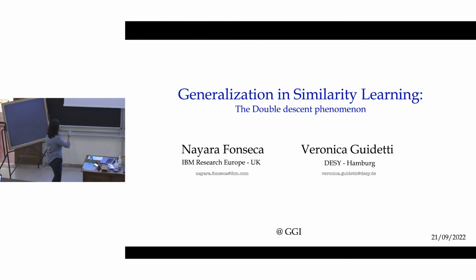So I'm Nayara, and this is going to be a combined talk with Veronica that's there. And we are going to talk about generalization and similarity learning, and in particular about this phenomenon that's very intriguing, the double descent. We are going to tell you what is contrastive and similarity learning and what is double descent.